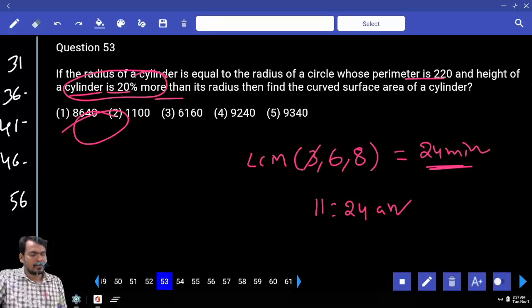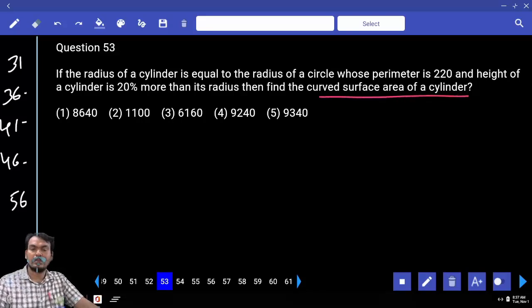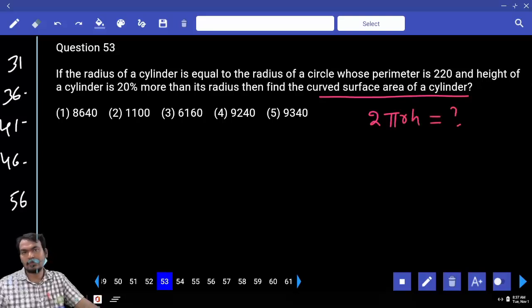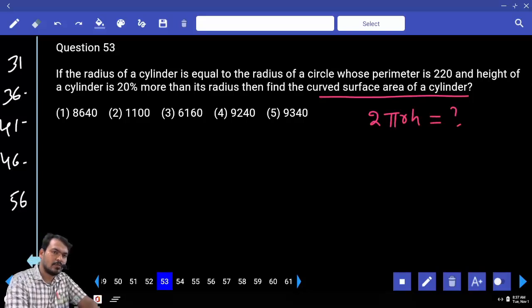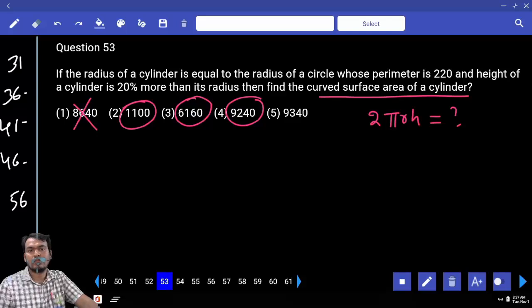Next question number 53. If the radius of a cylinder is equal to the radius of a circle whose perimeter is 220 and the height of the cylinder is 20% more than its radius, then find the curved surface area of a cylinder. What is the curved surface area of a cylinder? 2 pi RH or not? Before solving the question, just we verify the multiple of 11 or not? First option 11 multiple? No. Second option? Yes. Third one? Yes. Fourth one? Yes. More than one option or not? Next.